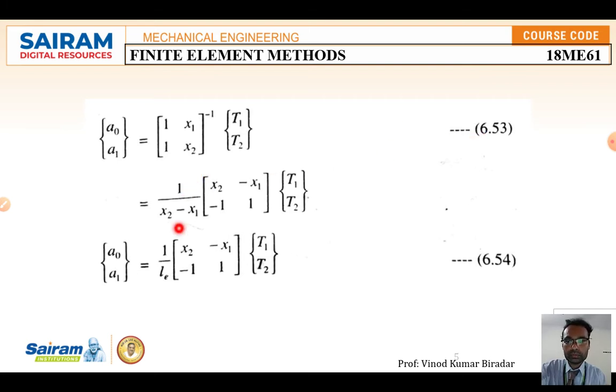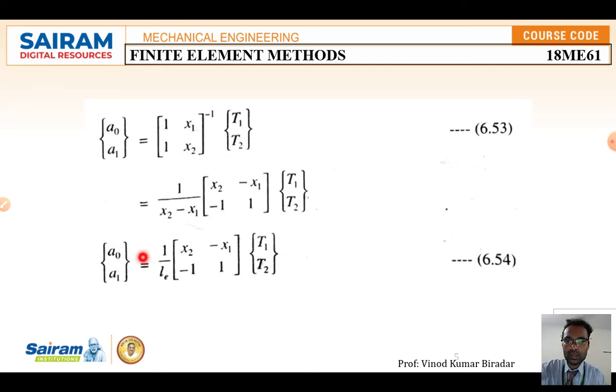Now let us rearrange this. That is 1 by (x2 minus x1) times the matrix with rows x2, minus x1 and minus 1, 1, times T1, T2. If you multiply these two, you are going to get the same value. So this is just modifying the equation to: 1 by (x2 minus x1), inside is x2, minus x1, minus 1, 1.